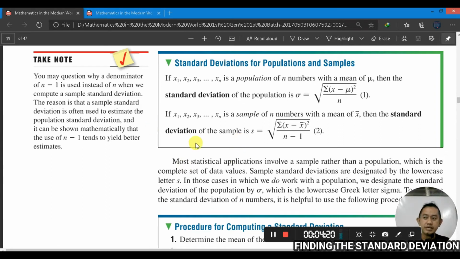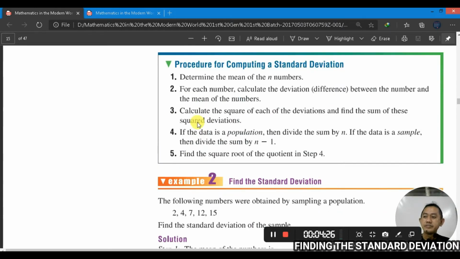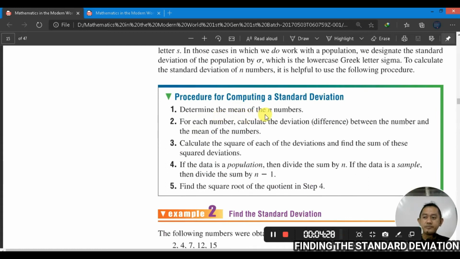Now, unsaon pag-solve sa standard deviation? To solve for standard deviation, we have these 5 steps. Determine the mean of the n numbers, kung pila ka buok data. For each number, calculate the deviation, the difference between the number and the mean of the numbers. Calculate the square of each of the deviations and find the sum of these squared deviations. Then, number 4: if the data is a population, then divide the sum by n. If the data is a sample, then divide the sum by n minus 1. Then find the square root of the quotient.